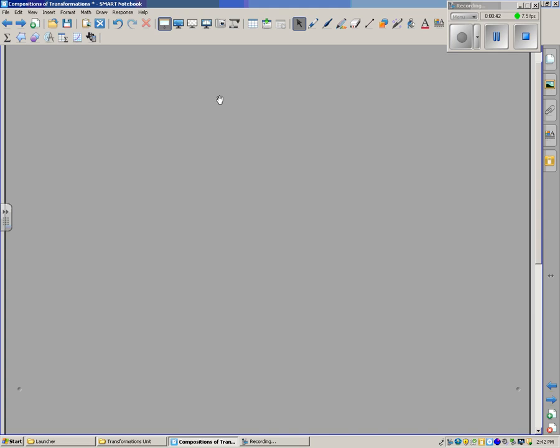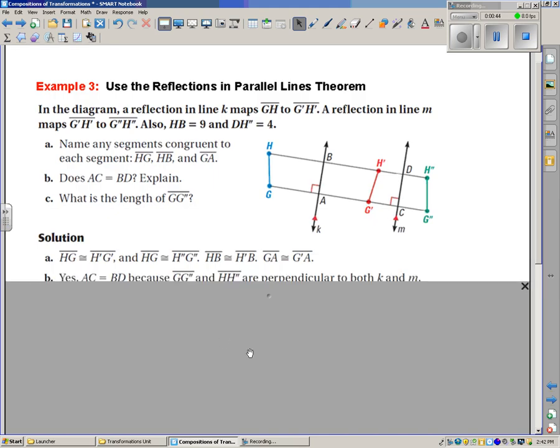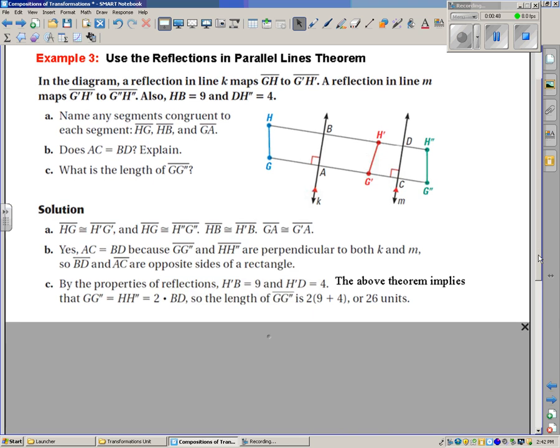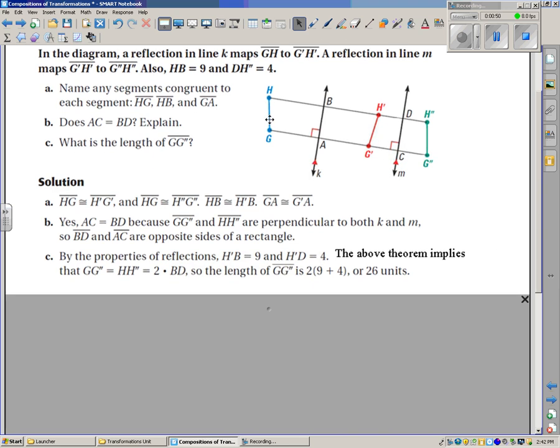Our solution here is that HG is congruent to HG prime, and it is also congruent to HG double prime. And HB is congruent to H prime B, and GA is congruent to G prime A.